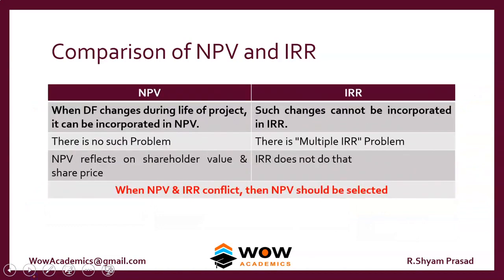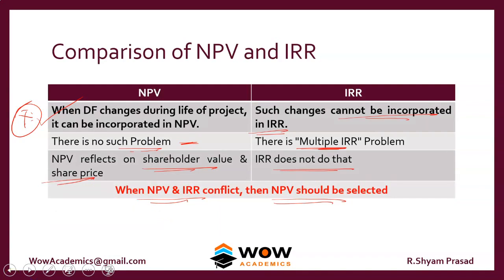So we'll still compare NPV and IRR. When discount rates change during the life of the project, it can be incorporated in NPV. So that is possible. That's again a very strong point for NPV. Such changes cannot be incorporated in IRR. There is no such problem of multiple NPV here. But in IRR, we have the problem of multiple IRR. NPV directly adds to the shareholder value and the share price. IRR doesn't do that. So you can see that NPV is far more superior to IRR.